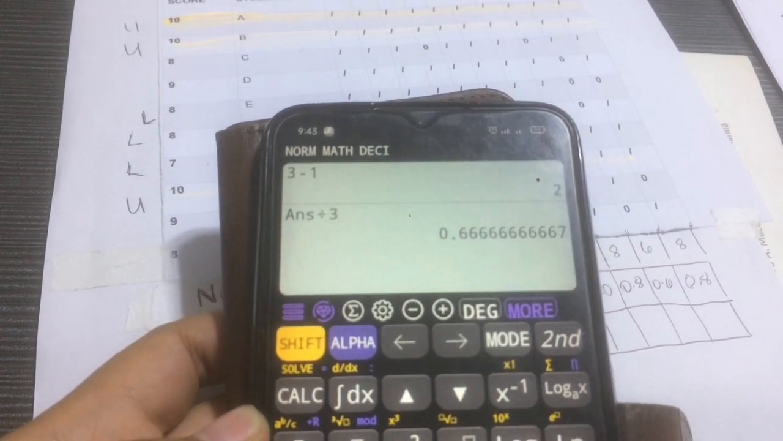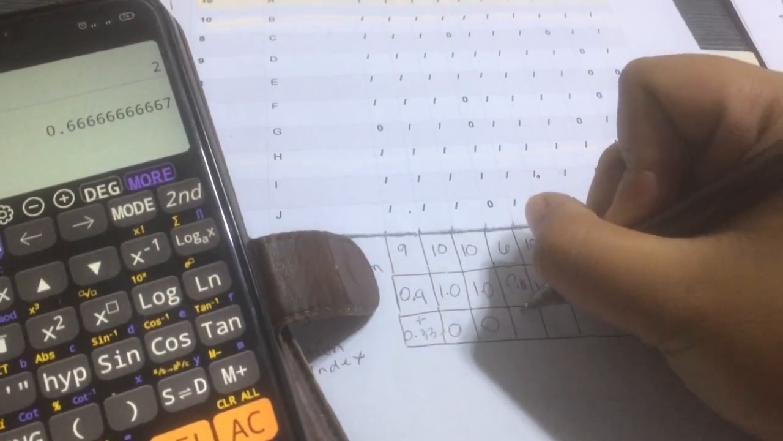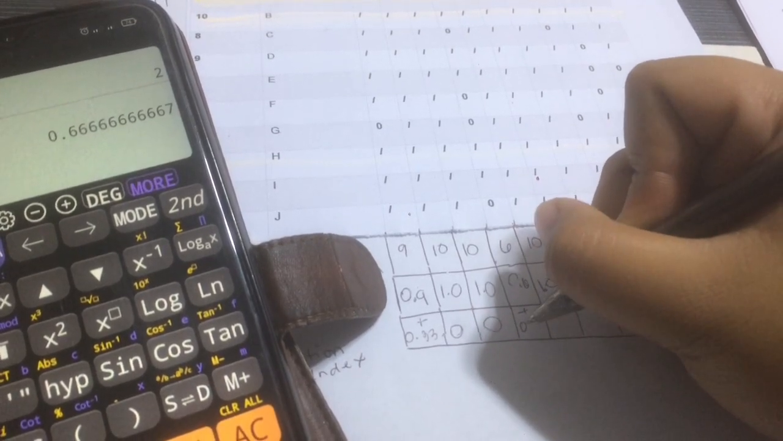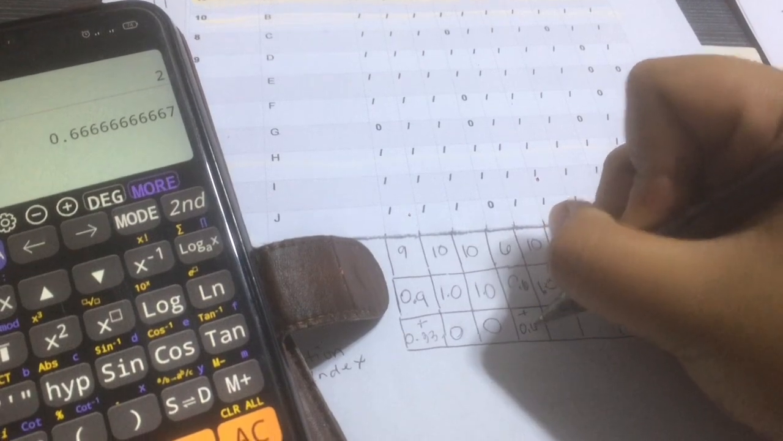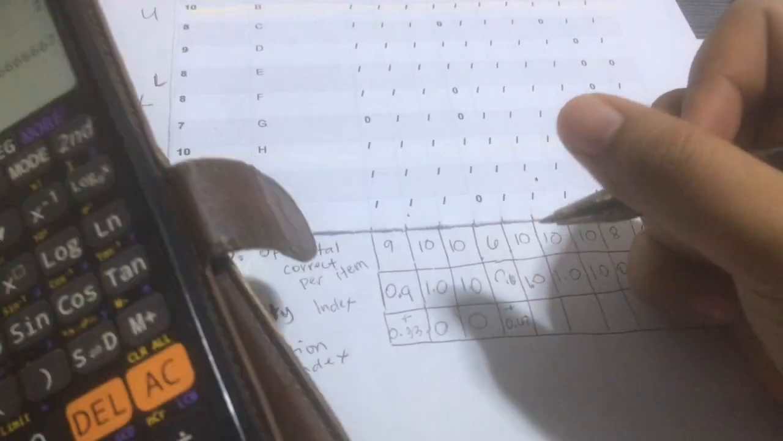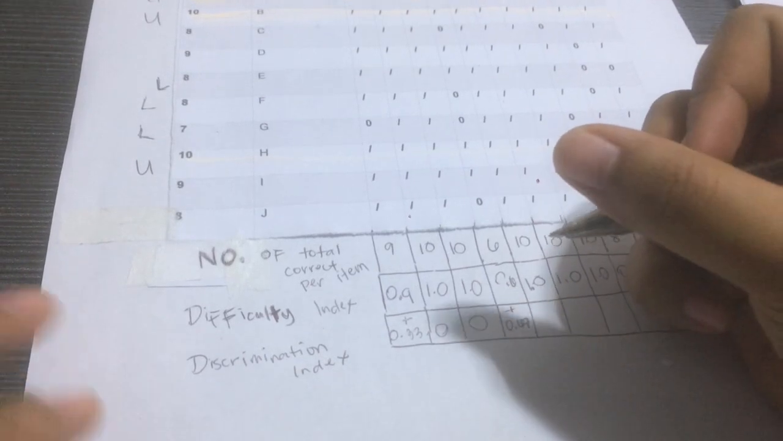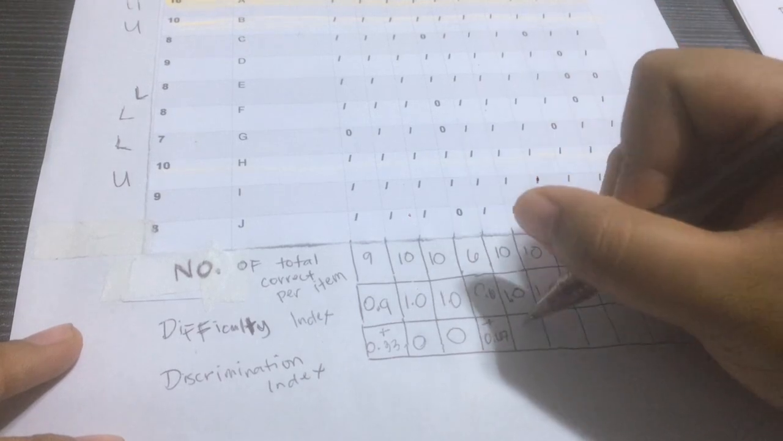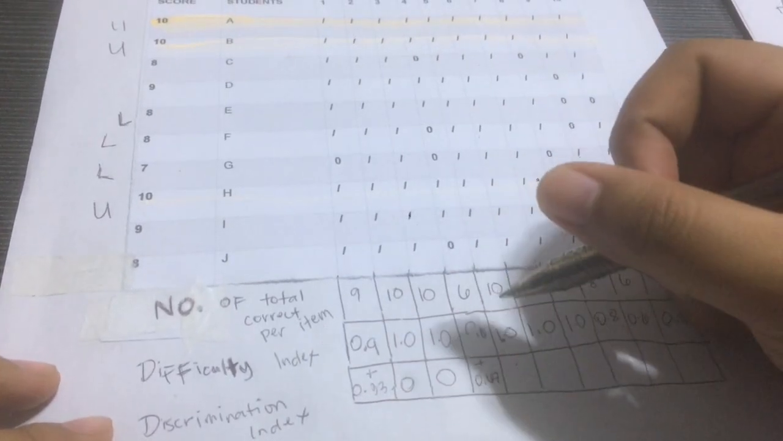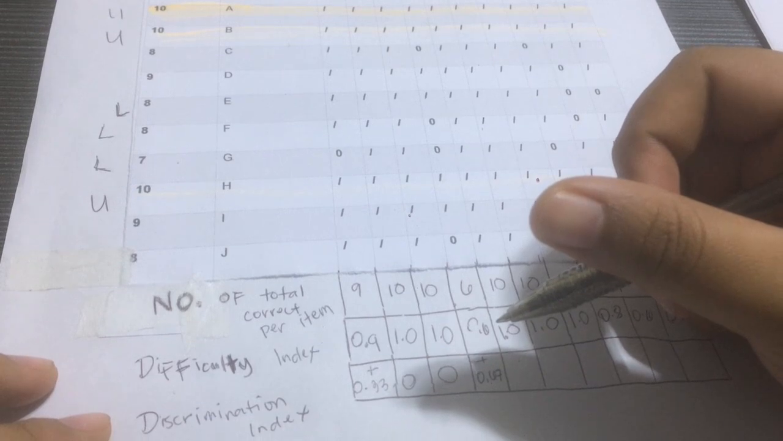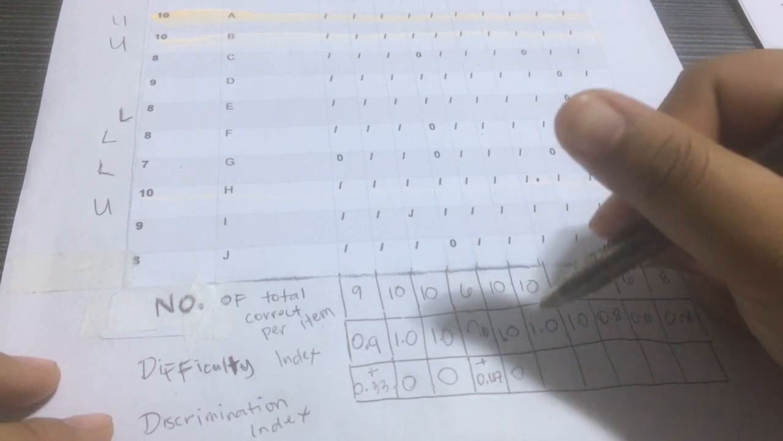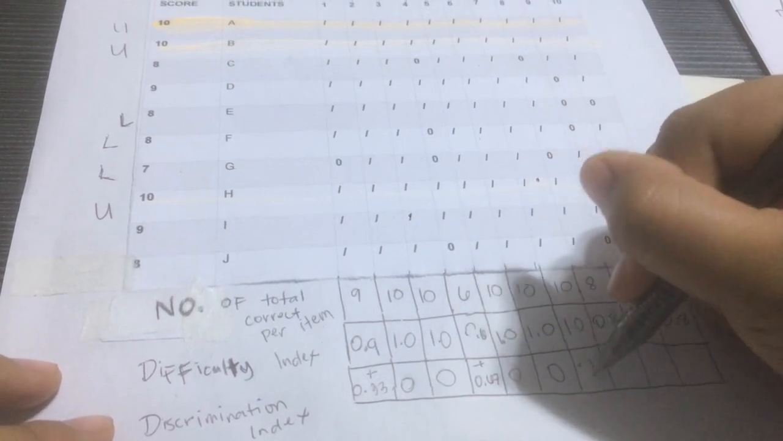We have 0.66, so we need to round it up. So, we have positive 0.67 because we round it off. Items 5 and 6 are all correct. The answer is 3 minus 3 divided by 3 is 0, and the same for 6 and 7, all correct.